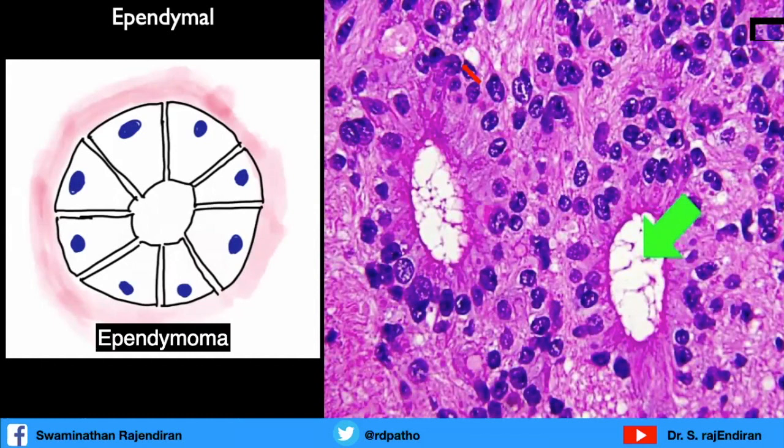Sometimes these ependymal rosettes may be elongated, and that is known as ependymal canals. They are trying to form the ventricles. As you know, the ependymal cells are lining and forming the ventricular lining epithelium.